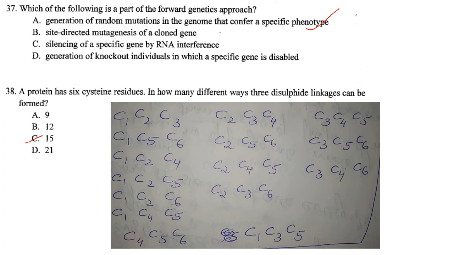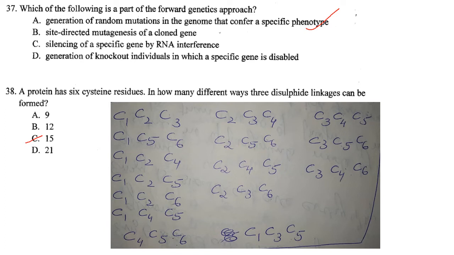So which of the following is a part of forward genetic approach? So it is option A, that is generation of random mutation in the genome that confers a specific phenotype. That is the case of forward genetic approach. So answer is option A.